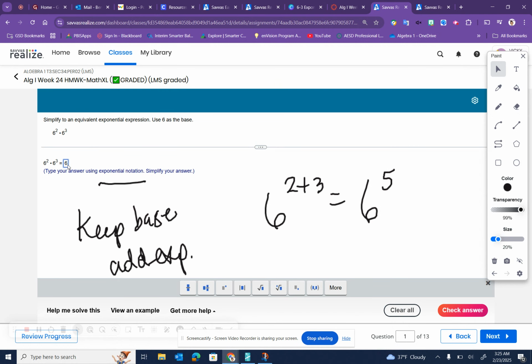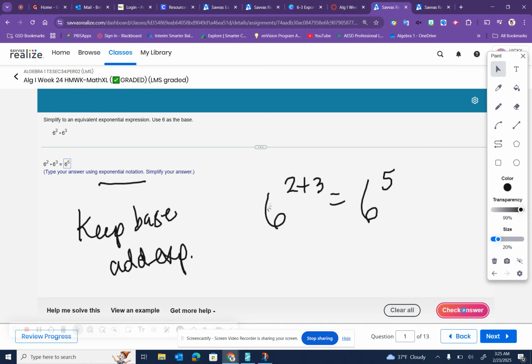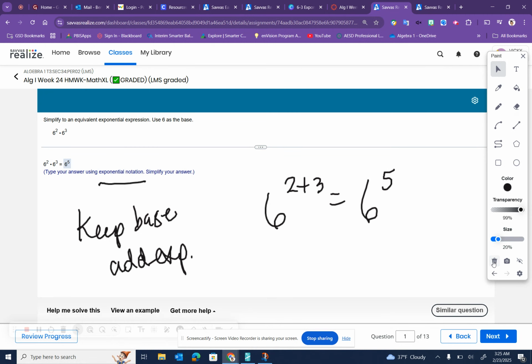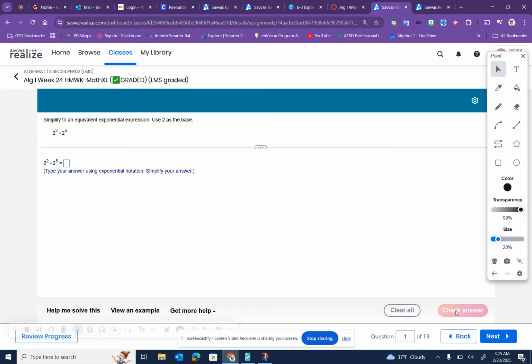Again, you might have slightly different numbers than what I have on here. Again, if you want additional practice, you can always hit similar problem and it'll generate a new question. You also have the feature of view example down here at the bottom, and then an example pops up. So that is very helpful.